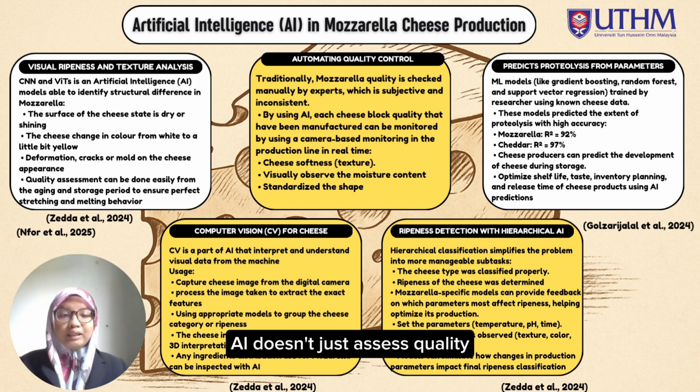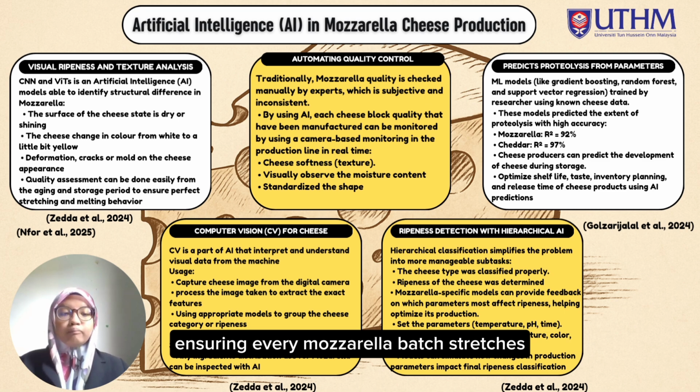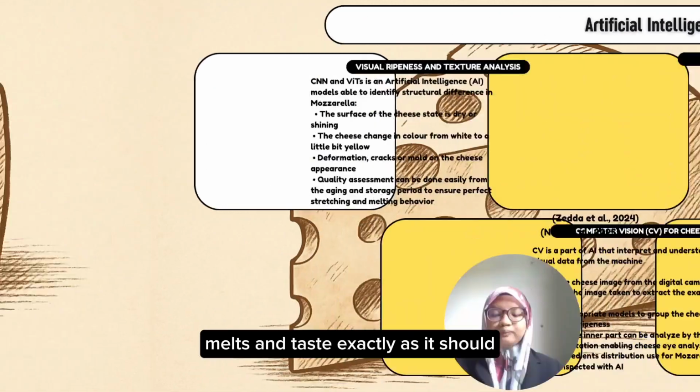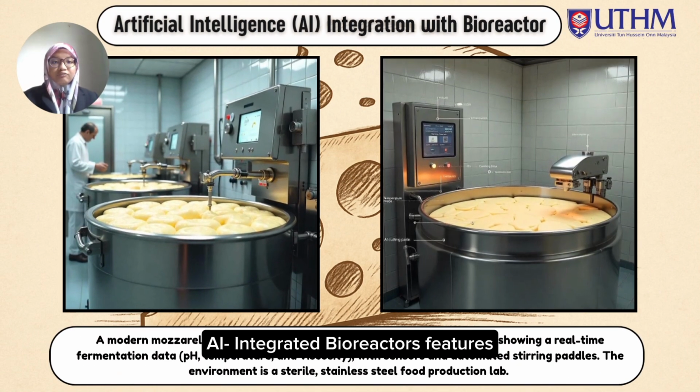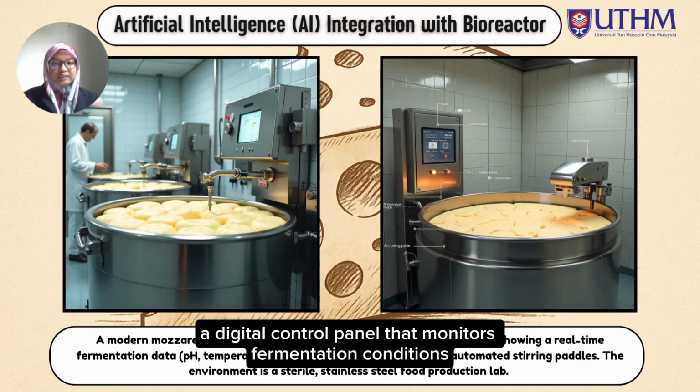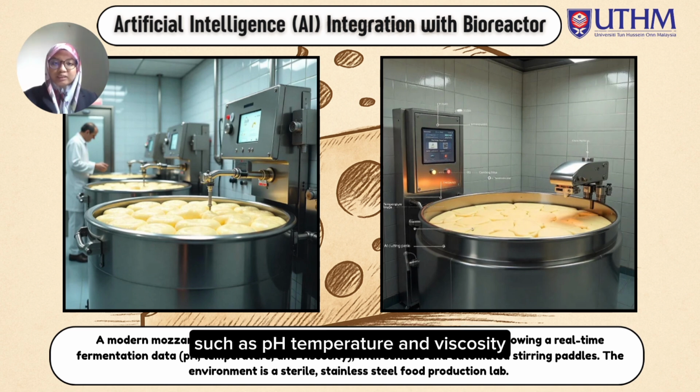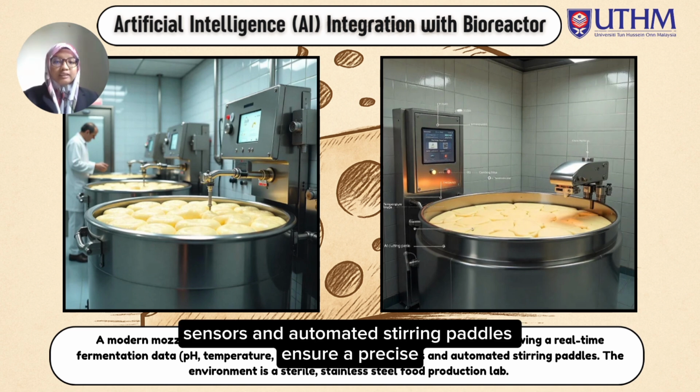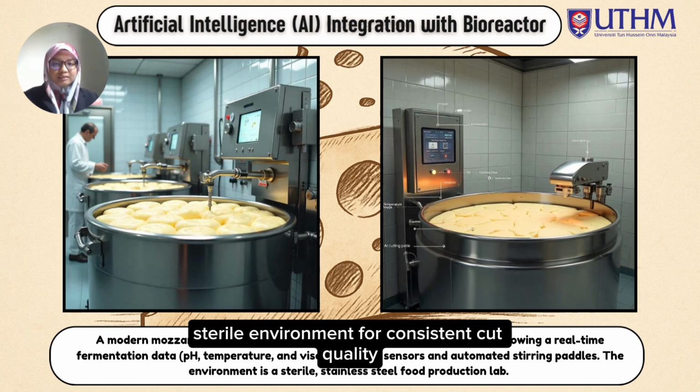AI doesn't just assess quality, it helps control fermentation, ensuring every mozzarella batch stretches, melts, and tastes exactly as it should. Next, the AI-integrated bioreactor features a digital control panel that monitors fermentation conditions such as pH, temperature, and viscosity. Sensors and automated stirring paddles ensure a precise, sterile environment for consistent curd quality.